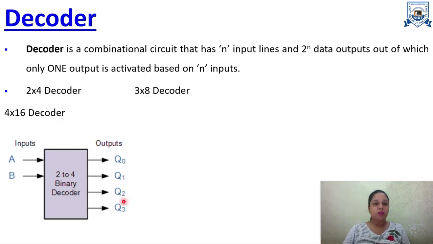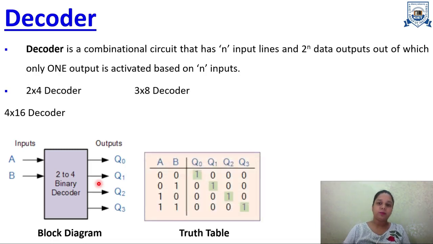Here is the block diagram of the 2 into 4 decoder. Why 2 into 4? Because the number of inputs is 2 and the number of outputs is 4. So it is a 2 to 4 binary decoder. Let's see the truth table. As there are 2 inputs, the possible binary combinations are these, and as you have read, only one of the outputs is activated on the basis of the n inputs.